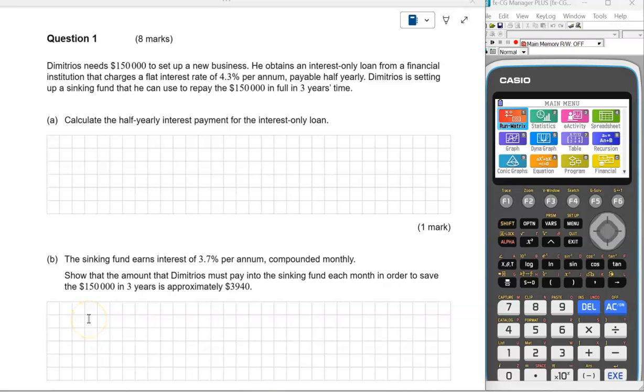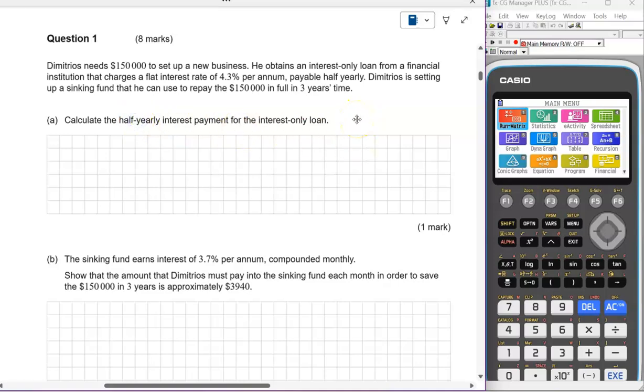Okay, question 1 of the 2018 General Math exam. It says here, Demetrios needs $150,000 to set up a new business. He obtains an interest-only loan from a financial institution that charges a flat rate of 4.3% per annum, payable half yearly. Demetrios is setting up a sinking fund that he can use to repay the $150,000 in full in 3 years' time. Calculate the half-yearly interest payments for the interest-only loan.